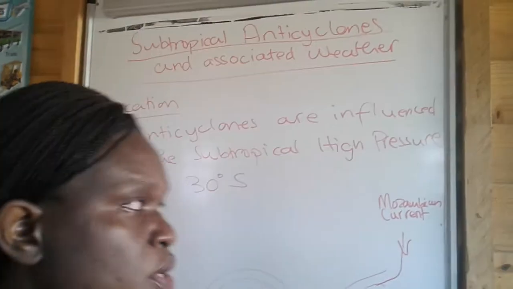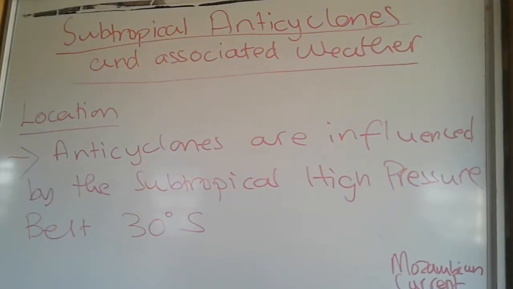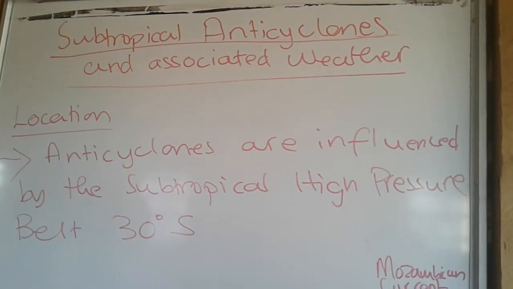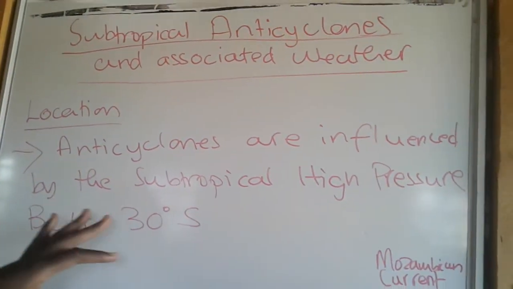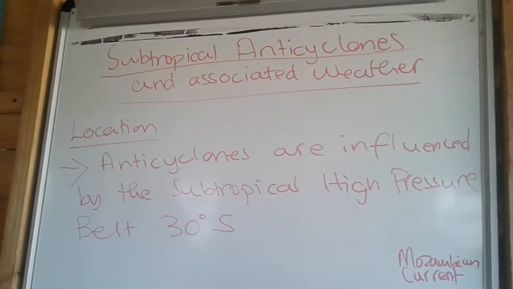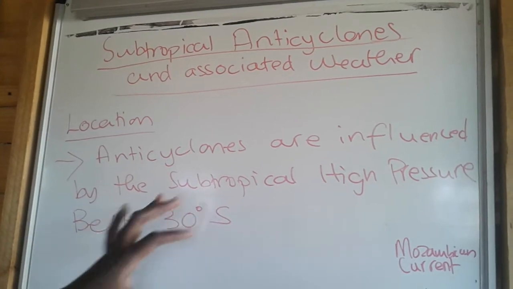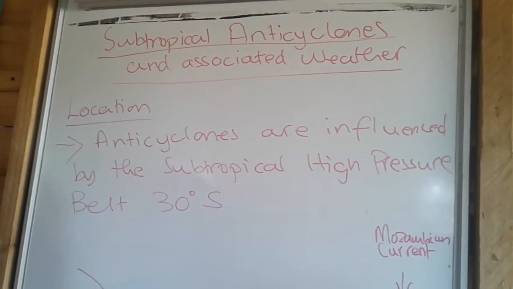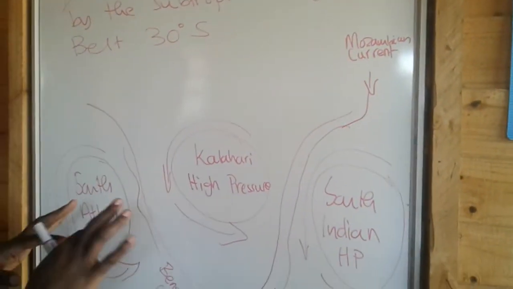Right, today grade 12 we are going to be looking at the subtropical anticyclones and associated weather patterns. In terms of location, these anticyclones are located along the subtropical high pressure belt. Because we are looking at South Africa, we're just going to look at the subtropical high pressure belt at 30 degrees south of the equator. So this is the map of South Africa, and that's the location.